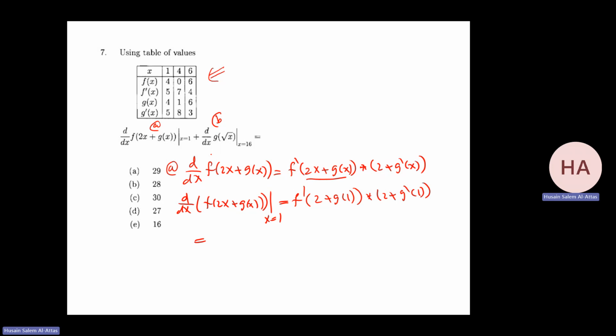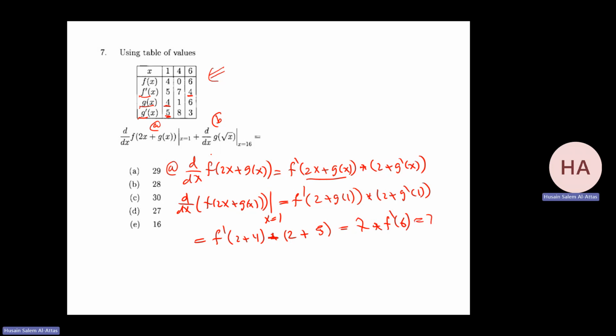That gives me g at 1, that will be 4. So it will be f prime of 2 plus 4 times 2 plus g prime at 1. That will be 5. So f prime at 6, that will be 7 times f prime at 6 will come. F prime at 6, that will be 4. So I have 7.